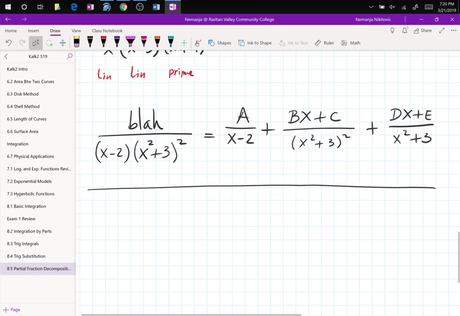Good. Well, now that you are so well versed with these things, it is time for us to do some integration. Which cases did you use on that last one? 1 and 4. 1 and 4.